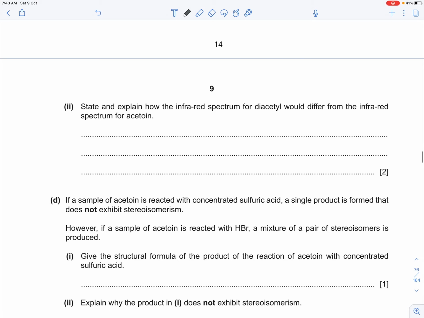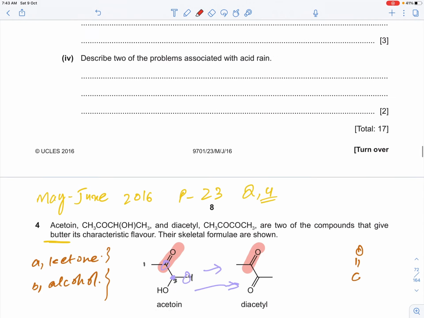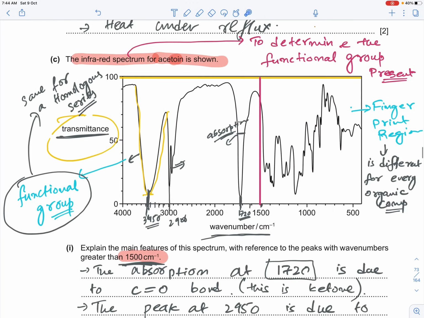Now the next question is, state and explain how the IR spectrum of diacetyl would differ from the IR spectrum for acetoin. If we look at the structures of these two compounds, in acetoin we have a ketone group and an alcohol group, but in diacetyl we have only two ketone groups. So that means there will be no absorption at 3450 in case of diacetyl, because it has no OH group.